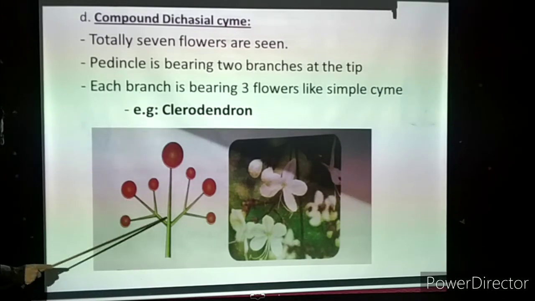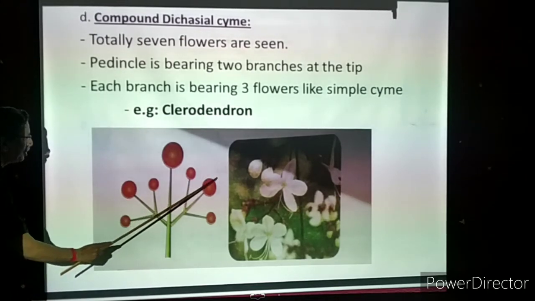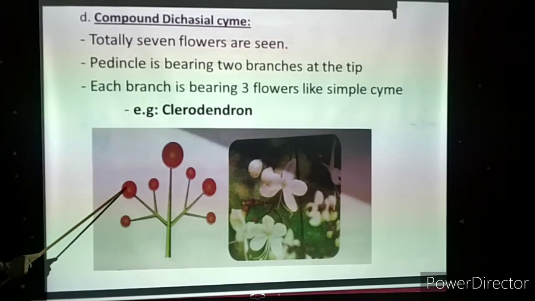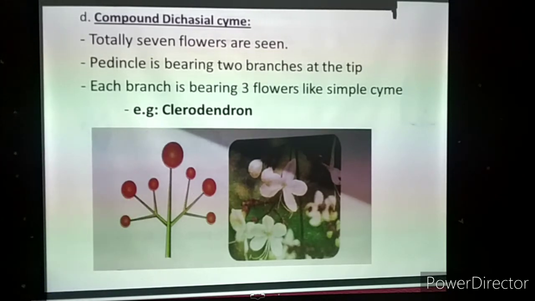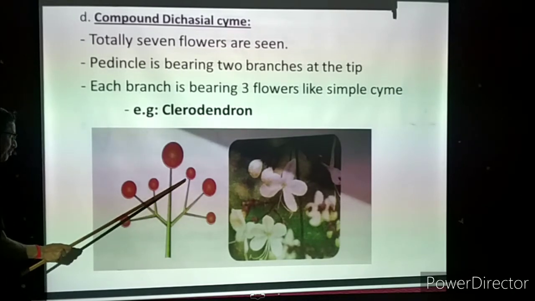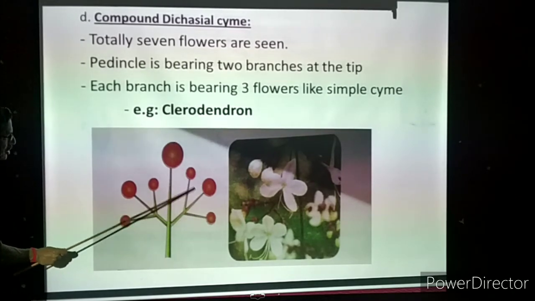Okay, here are 2 branches. Now each branch is ending with one flower. These 2 flowers are younger than this oldest flower. Now this is one branch. One more time, the branching will be there. Two branches will be arising.